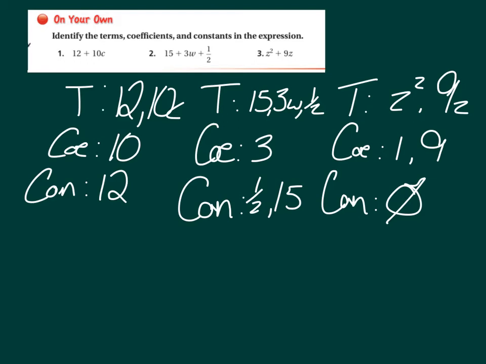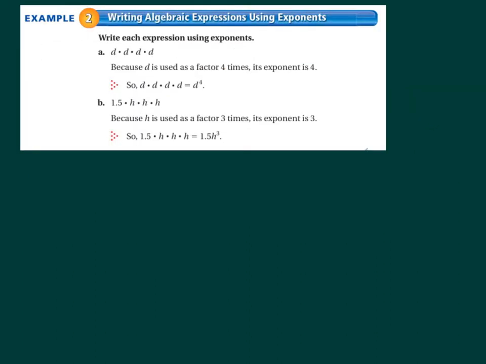Again, make sure you ask questions if you have them. Example 2, writing algebraic expressions using exponents. Again, this is basically just representing repeated multiplication. You'll notice a up here is d times d times d times d times d. So there's 4 of them. So what we do is we keep the base the same. We would say d to the 4th power. That's all we have to do.